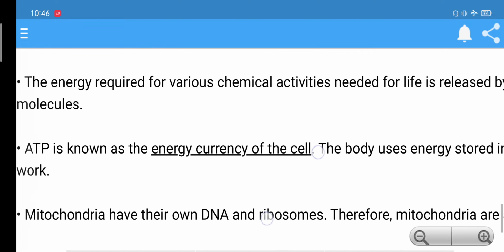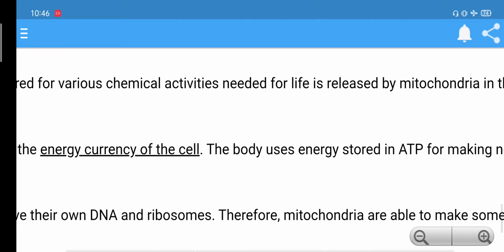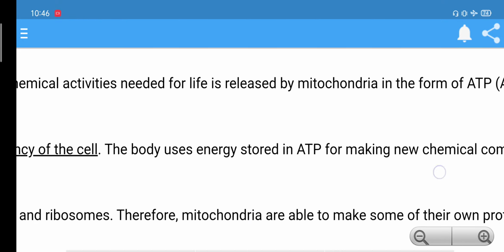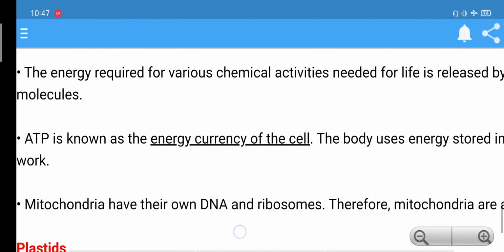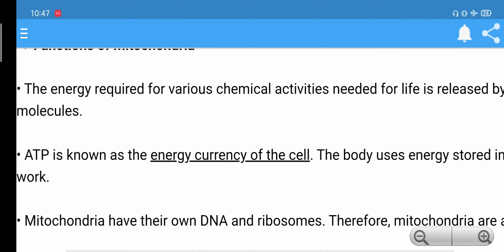Mitochondria have their own DNA and ribosomes, so they are able to make some of their own proteins. Ribosomes are helpful for the synthesis of protein, and we know ribosomes are present in the rough endoplasmic reticulum. Here I have completed four cell organelles.